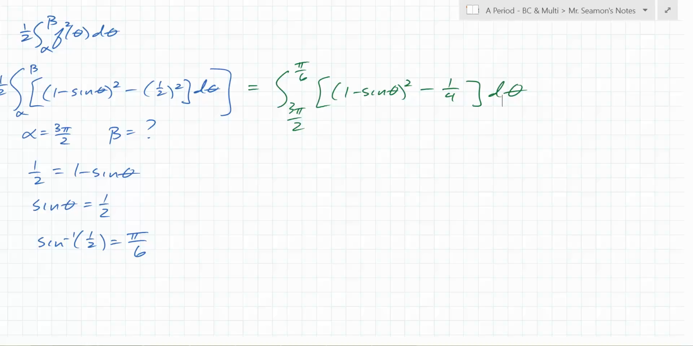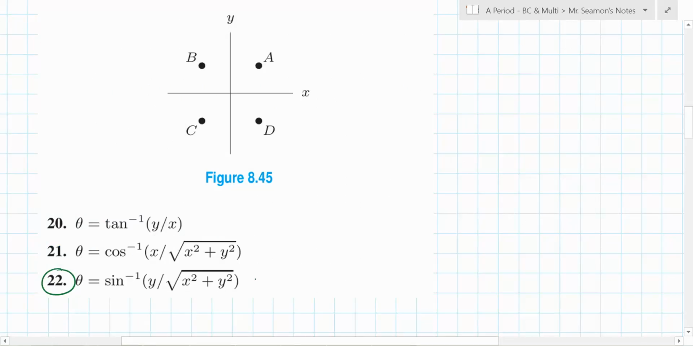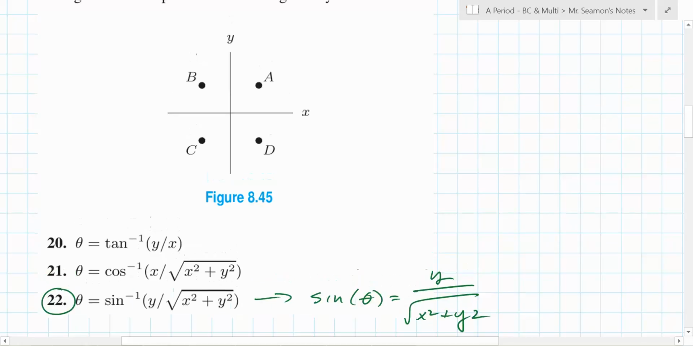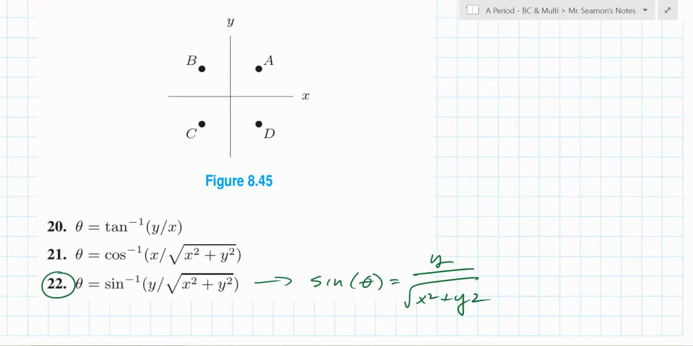So did you do something wrong? What does this mean? It means that sine of theta is equal to what? Y over the square root of x squared plus y squared. So for which triangle is that going to be true? Which point do I need to anchor the triangle to? Anybody want to guess? A, B, C, or D?